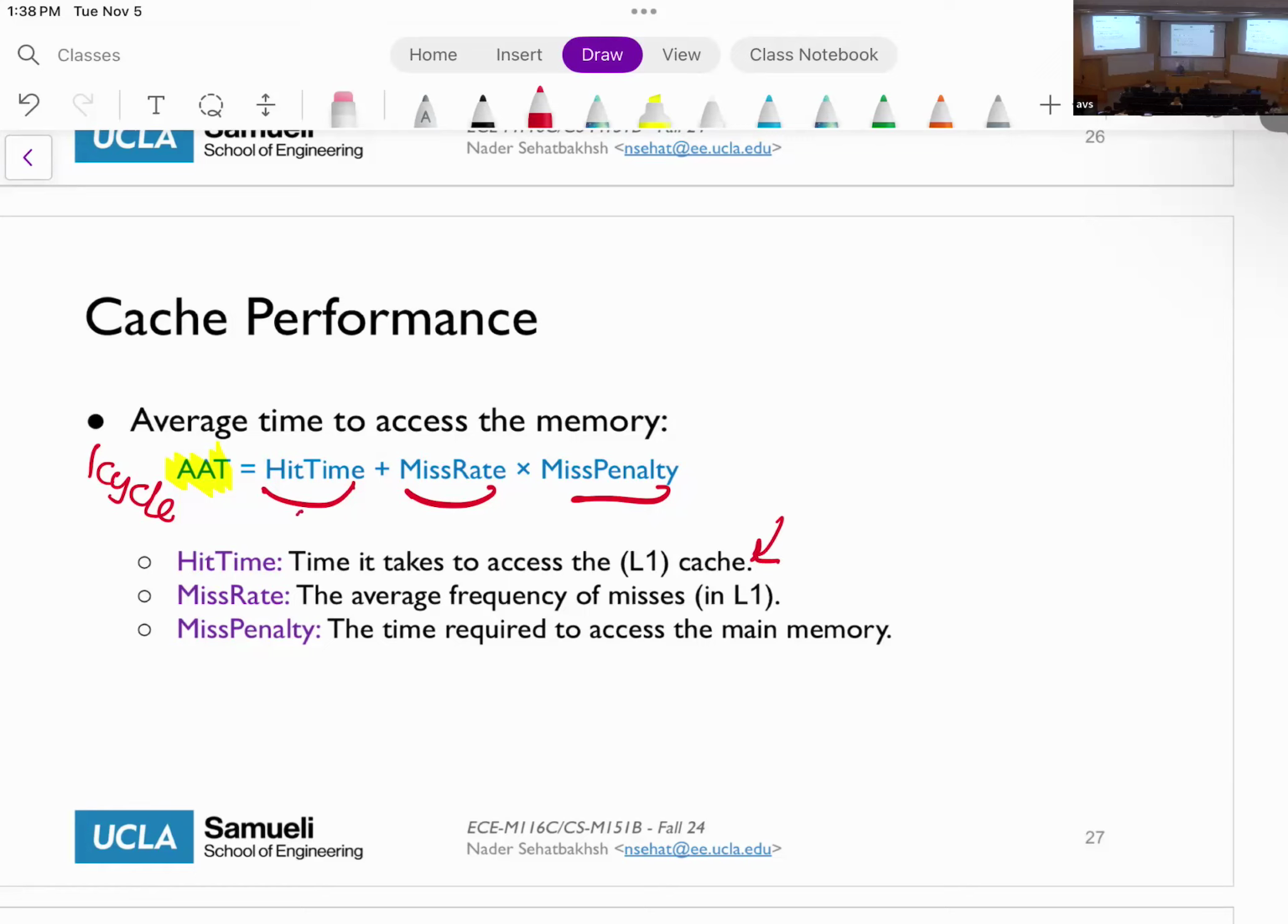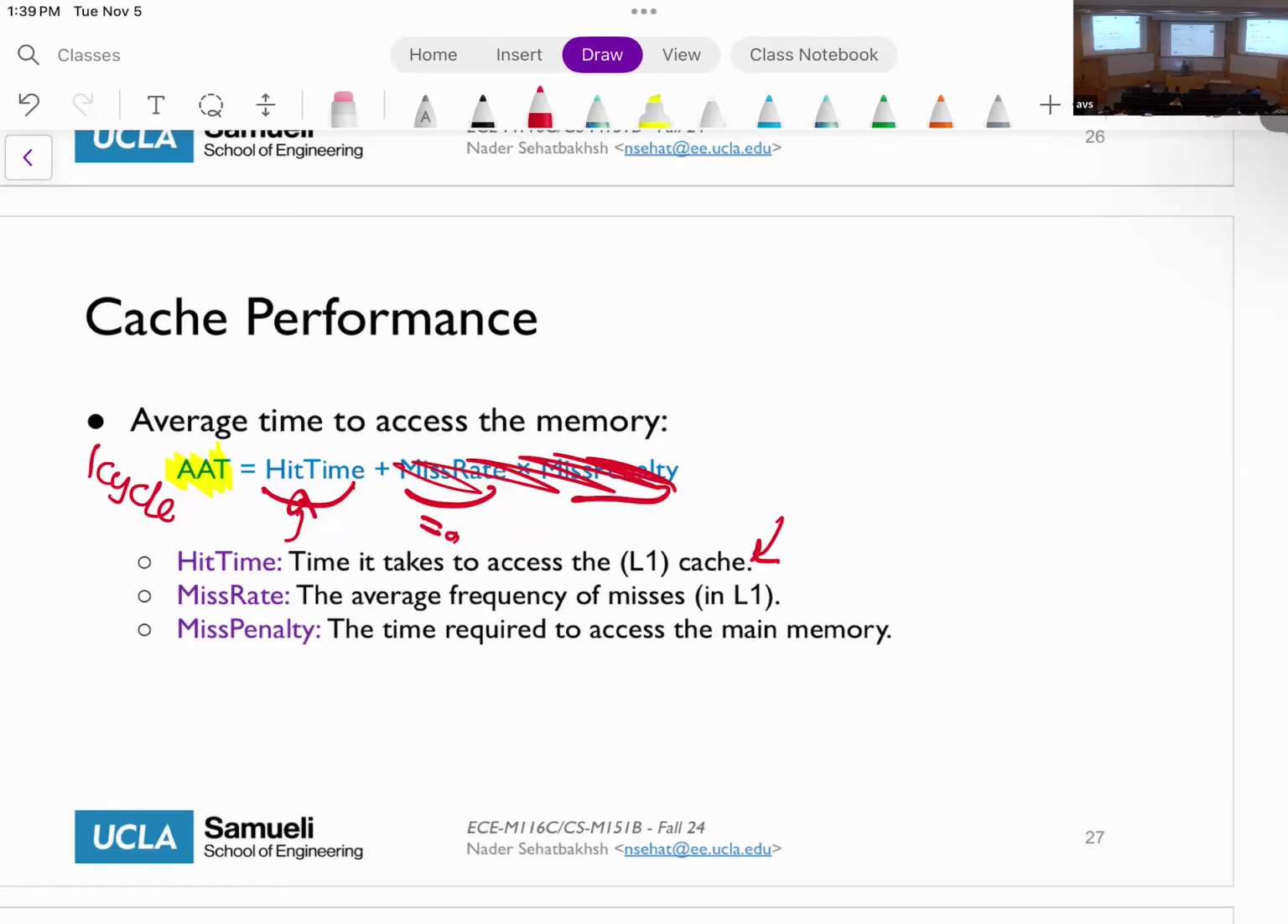If I find my data all the time, my miss rate would be equal to 0. It means that the times that I have a miss is 0. So this part of the equation is gone. It means that my average access time is basically my hit time. So if, for example, searching the cache takes only 1 cycle, then my average access time is 1 cycle.